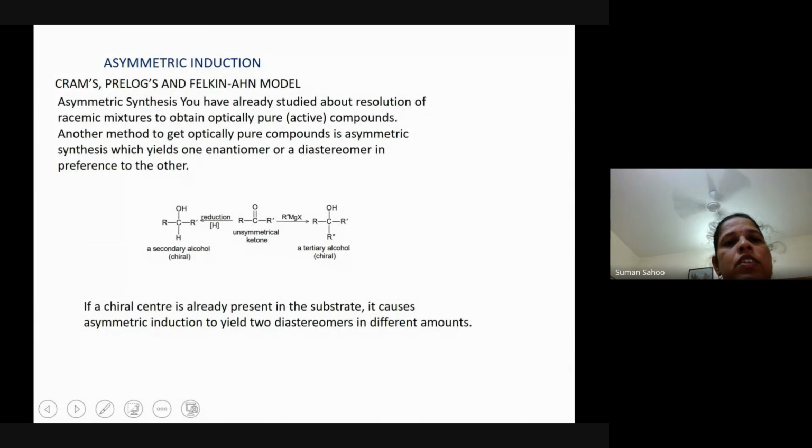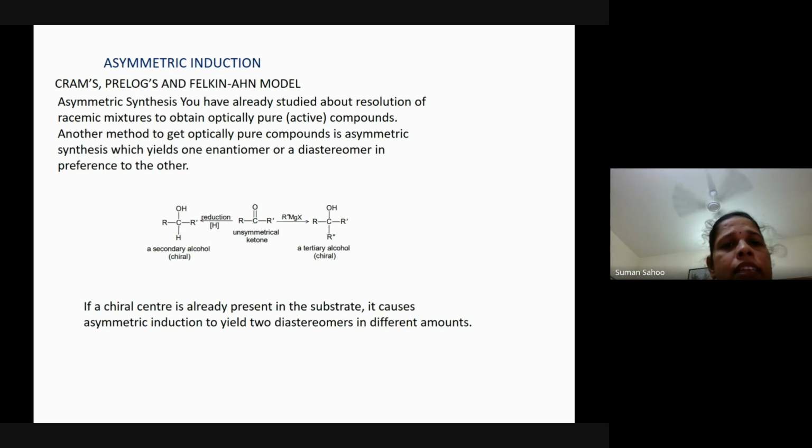Okay, next comes your asymmetric induction. Up to now we know what are enantiomers, what are diastereomers, how you can deduce the configuration by this, but we have also studied how you get your enantiomer by resolution of your racemic mixtures. Yesterday we did chromatographic separation and some chemical methods. We have discussed all those.